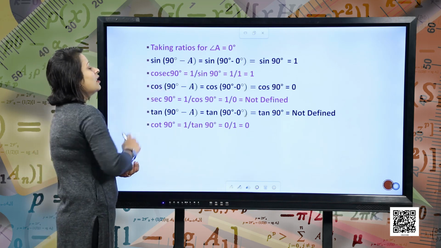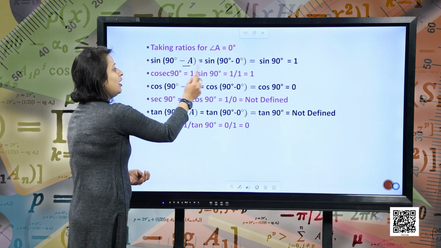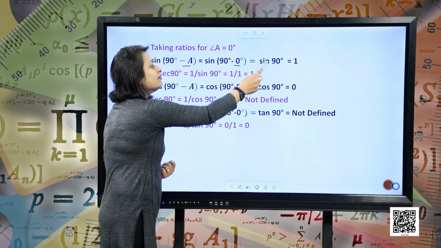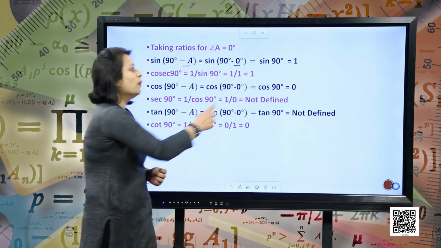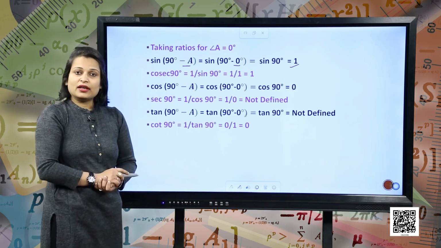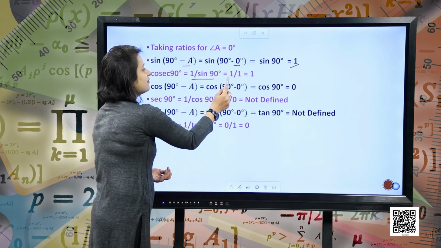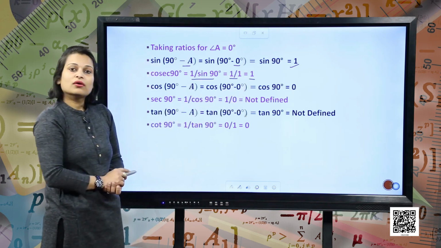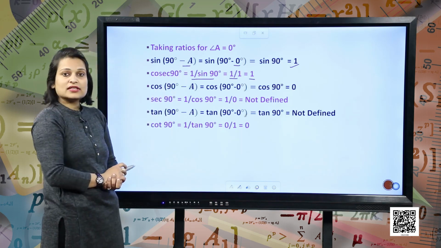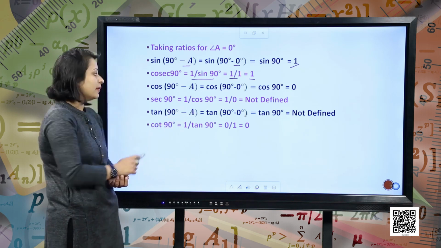Now, sine of 90 degree minus A means what? In place of A, you need to write 0 degree. So, you will get sine of 90 degree, which is 1. So, how you will calculate cosecant of 90 degree? 1 upon sine of 90 degree means 1 upon 1, you will get 1. So the value of sine of 90 degree is 1. Cosecant of 90 degree is 1.